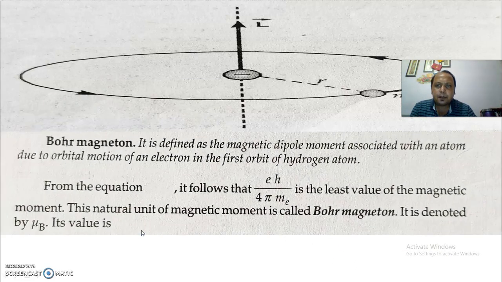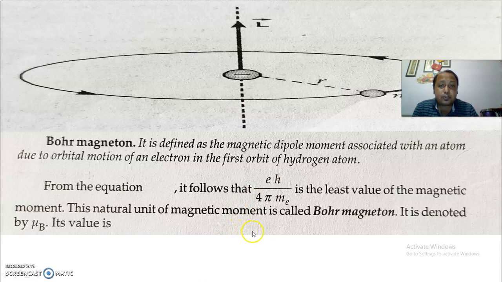Now see here, this Bohr magneton can be defined as the magnetic dipole moment associated with an atom due to the orbital motion of an electron in the first orbit, that is n equal to 1, of the hydrogen atom. That means if we put n equal to 1, then the magnetic dipole moment is eh by 4 pi m, and this represents the Bohr magneton. In one line, the magnetic dipole moment of a hydrogen atom in its ground state, where the value of n is 1, is known as the Bohr magneton.